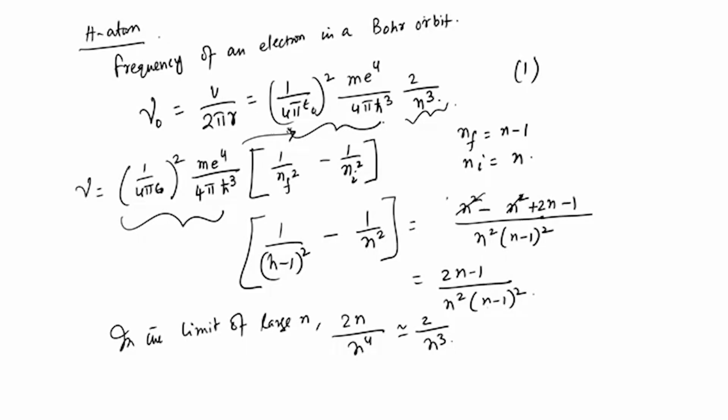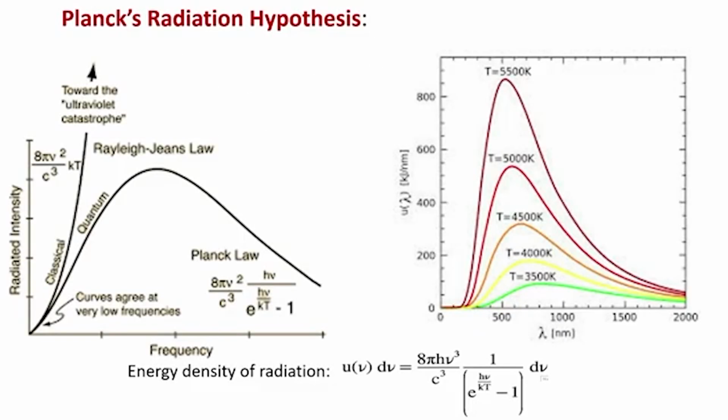So, let us go into an important discovery which happened in the early 1900s, and that is called Planck's radiation hypothesis. Okay. It is often called Planck's law as it is written here. I would still like to call it a hypothesis because this is the experimental data for the radiation intensity due to a black body.